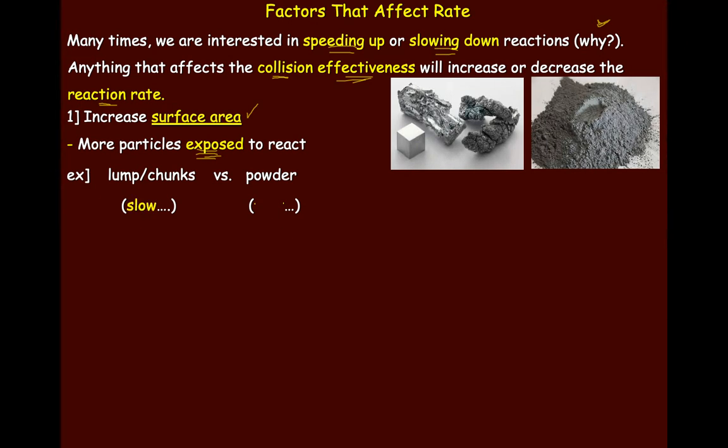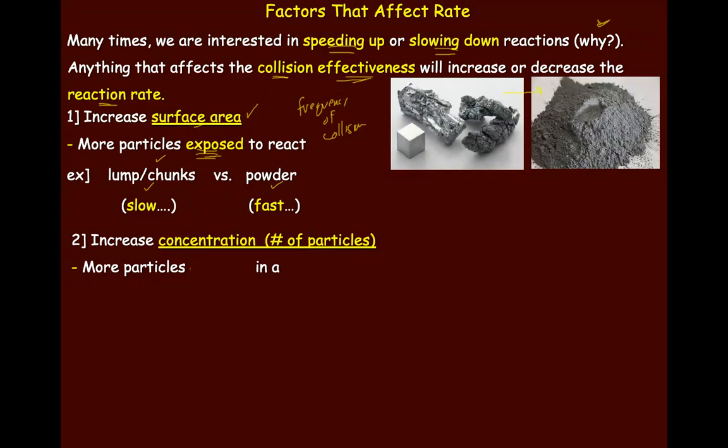And usually when we have lumps or chunks of things, like lumps of metal that would normally react at a certain rate, if we chop it up and turn it into a powder, it generally reacts much faster. So surface area is definitely something to investigate. This gives us more chance of collision. When we talk about chance, we talk about the frequency of collisions, which is how often they collide. Now, if you want to talk about how often they collide, we can also talk about increasing the number of particles in a given space.